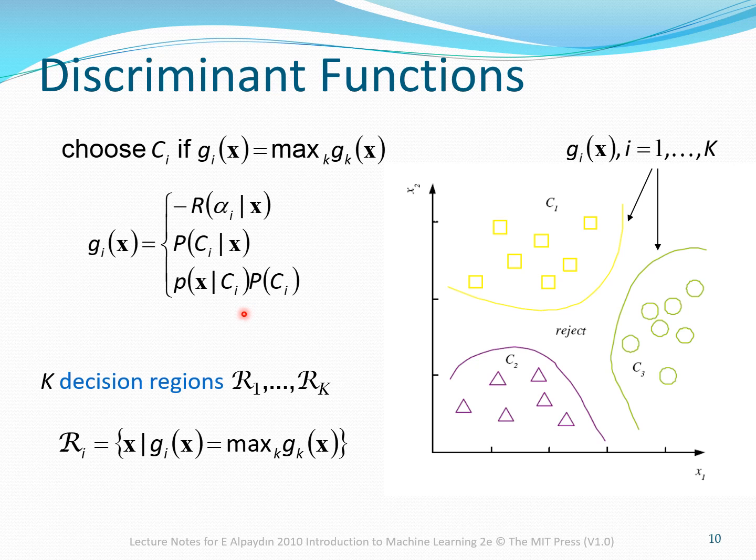Now, this divides the feature space into K decision regions R_1 to R_K, where R_i equals x such that g_i of x equals max over k of g_k of x. The figure here is an example of decision regions and decision boundaries. You can see this portion is a reject region between the different classes, and the decision regions and the decision boundaries are depicted here.